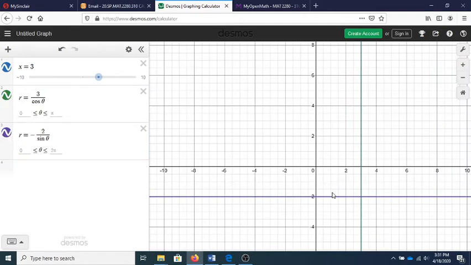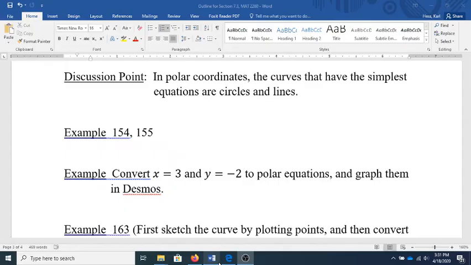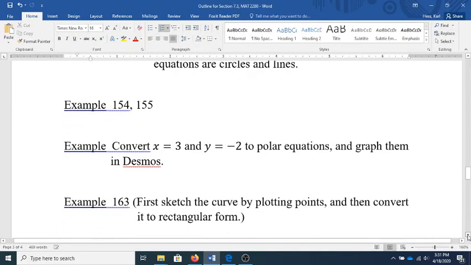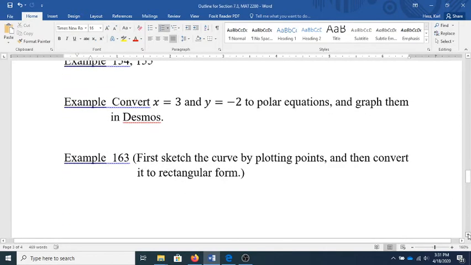Okay, well, what else do we have on our outline? Problem 163, but I'm adding something to the instructions. Problem 163 gives us a polar curve and asks us to convert it to rectangular form. But I'm kind of adding into that first I want to sketch this by plotting some points. Then we'll convert it to rectangular form, and that'll help us to know whether or not we did it correctly.